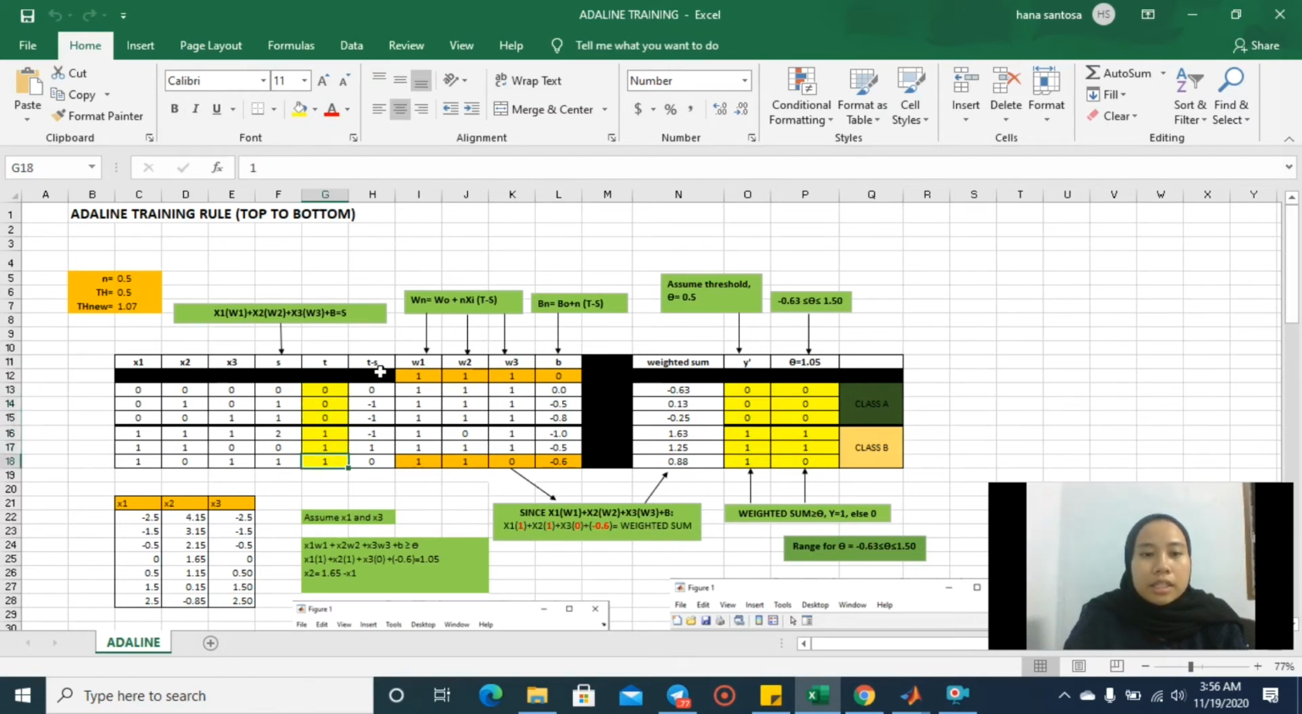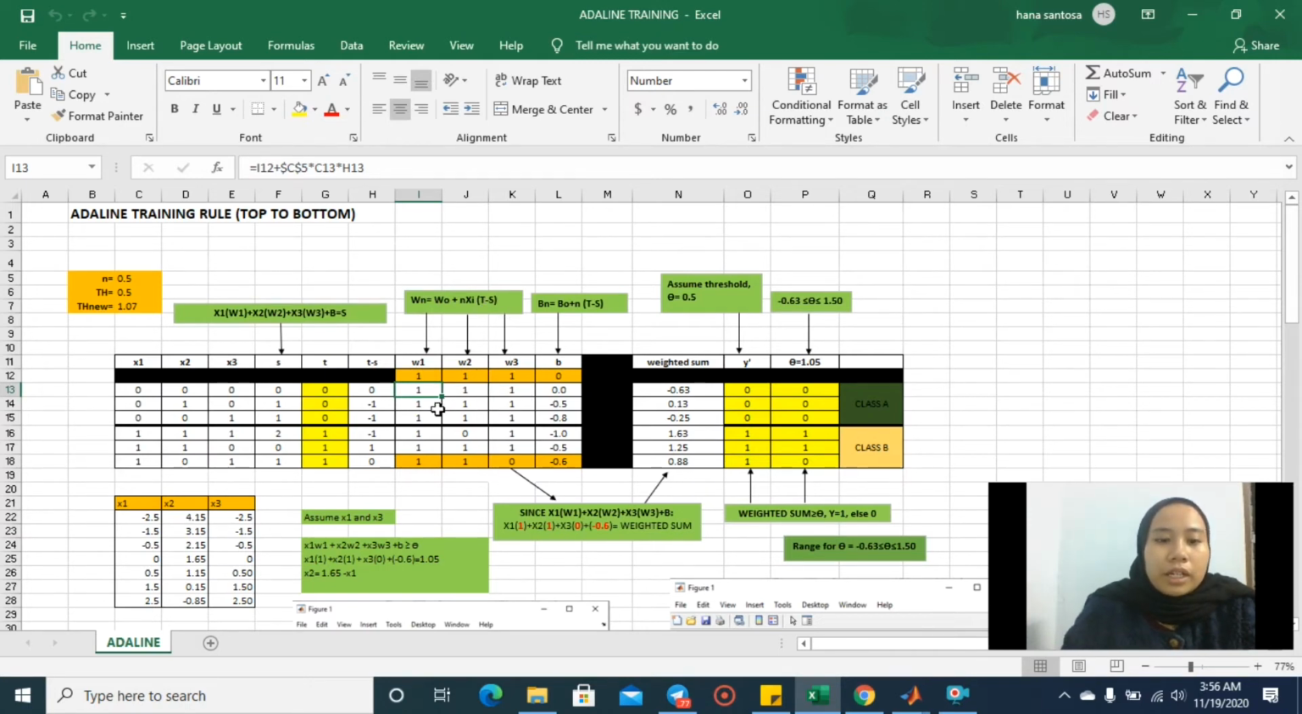This is the value of Y, which is T minus S. We got these values: 0, negative 1, negative 1, negative 1, 1, and 0. This is the value of W new. To get the value of W new, we are using this formula: W old plus N times xi times t minus s.